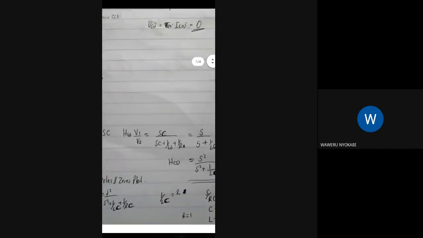So after we are done here, we go to H of S, which is the transfer function. Now, as I was saying, we have expressed V1 in terms of Vs. Now the H of S is V1 over Vs, where V1 is our output voltage. Here we have expressed our V1 over V1 in terms of Vs.